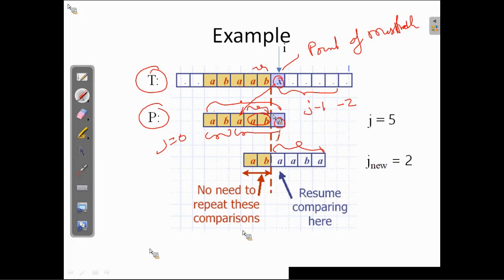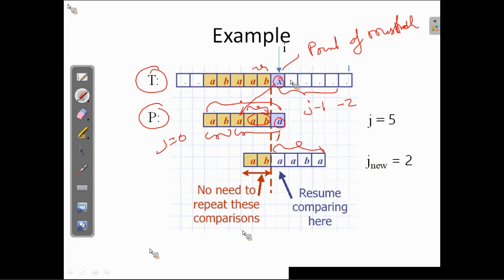So J is 5 at the point of mismatch. So this much has matched. From that portion which is matched, I can deduct the length of the longest suffix which is also a prefix, because that is deemed as matched. And I can start the matching from this point onwards. See this, A, B, A. It is starting from that point onwards, not from this AB. This is already deemed as matched.